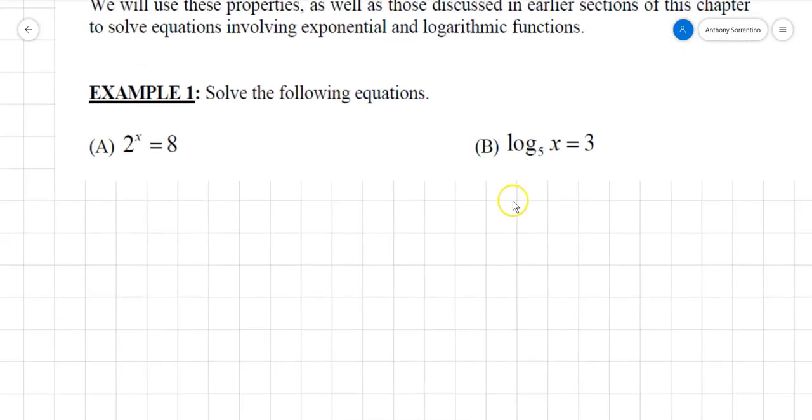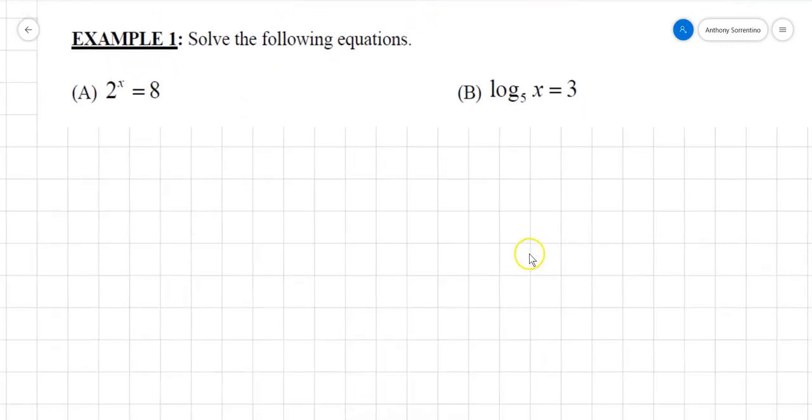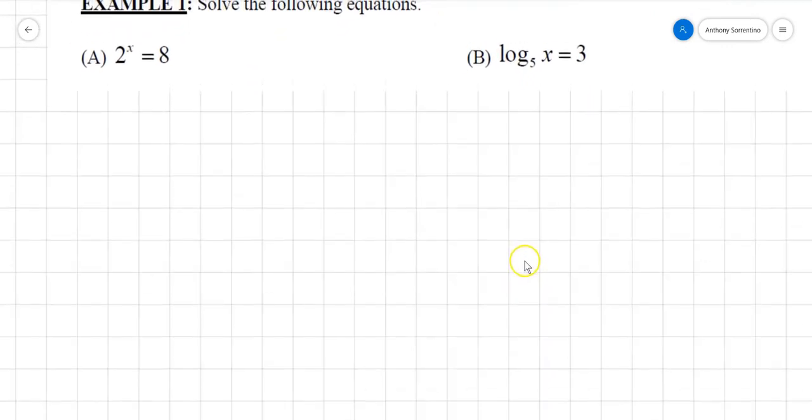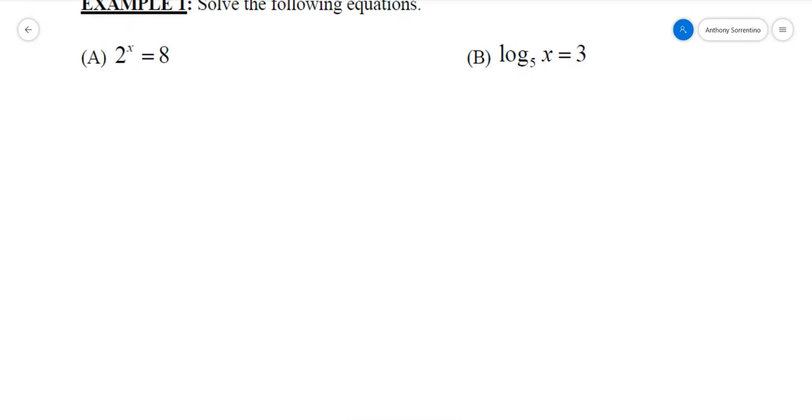These first ones are not extraordinarily difficult. A is pretty easy. B is not too much more difficult as long as you rewrite it correctly. And when we get to C, it's a little bit more problematic, but you'll see in the end it's not too bad. So 2 to the x power equals 8.